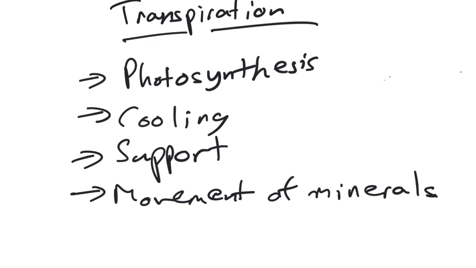And the movement of minerals finally. So the water transported upwards from the roots to the leaves contains the dissolved minerals which the cells require to make proteins, etc., and a variety of substances.